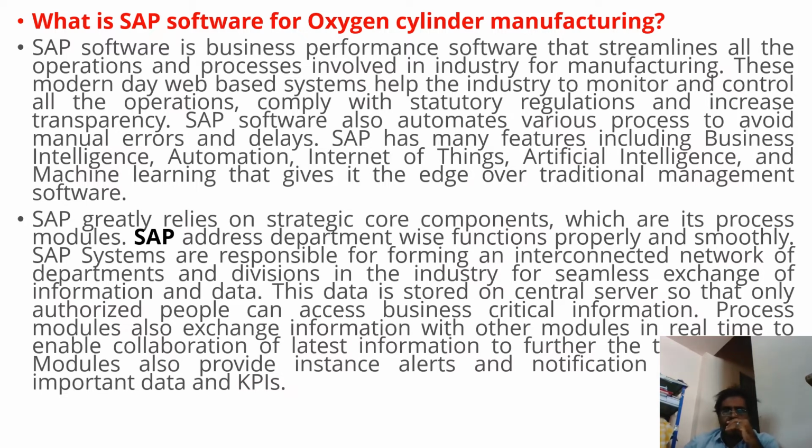This data is stored on a central server so that only authorized people can access the business-critical information, to retrieve that data, reports, everything, or control it. The process modules also exchange information with other modules in real time to enable collaboration on the latest information to further the task in hand. Modules also provide instant alerts and notifications to highlight the important data and KPIs.